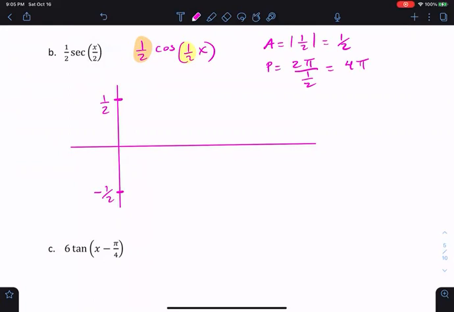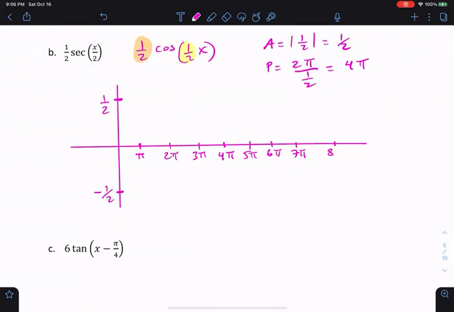Like I said before, this is a horizontal stretch, so that's going to be 4 pi. That means this is 4 pi, this is 2 pi, this is pi, this is 3 pi, and so on. So two periods should be 8 pi, 6 pi, 5 pi, 7 pi. And we have everything so far. Let me fix this a little bit.